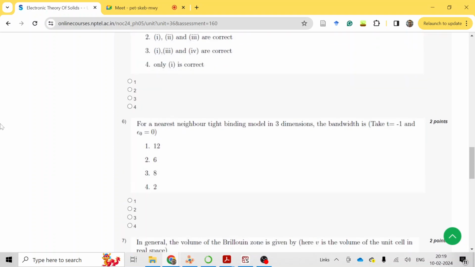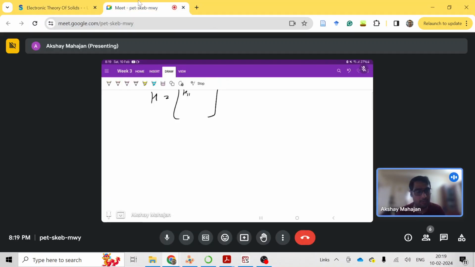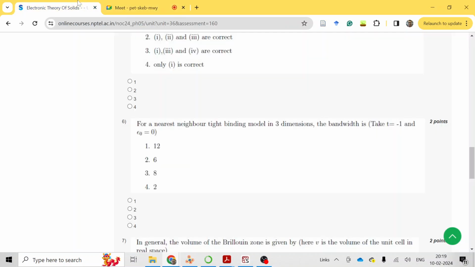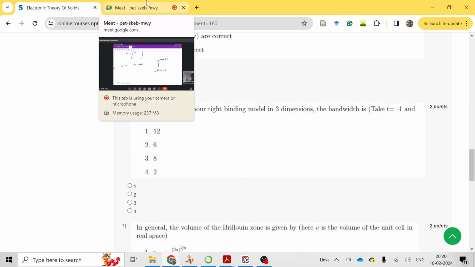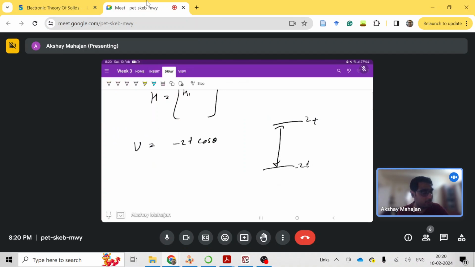The meaning of bandwidth is just as solved for the tight binding problem in graphene. If you remember, in graphene the energy was given by minus 2t cos of theta, so your value was going from minus 2t to 2t. That is your bandwidth. You have to find this kind of bandwidth here. It is asking the same thing, where epsilon naught is 0 in this case. For the 2D case that has been solved. Now you have to do the same thing in 3 dimensions, so try to find the same relation.